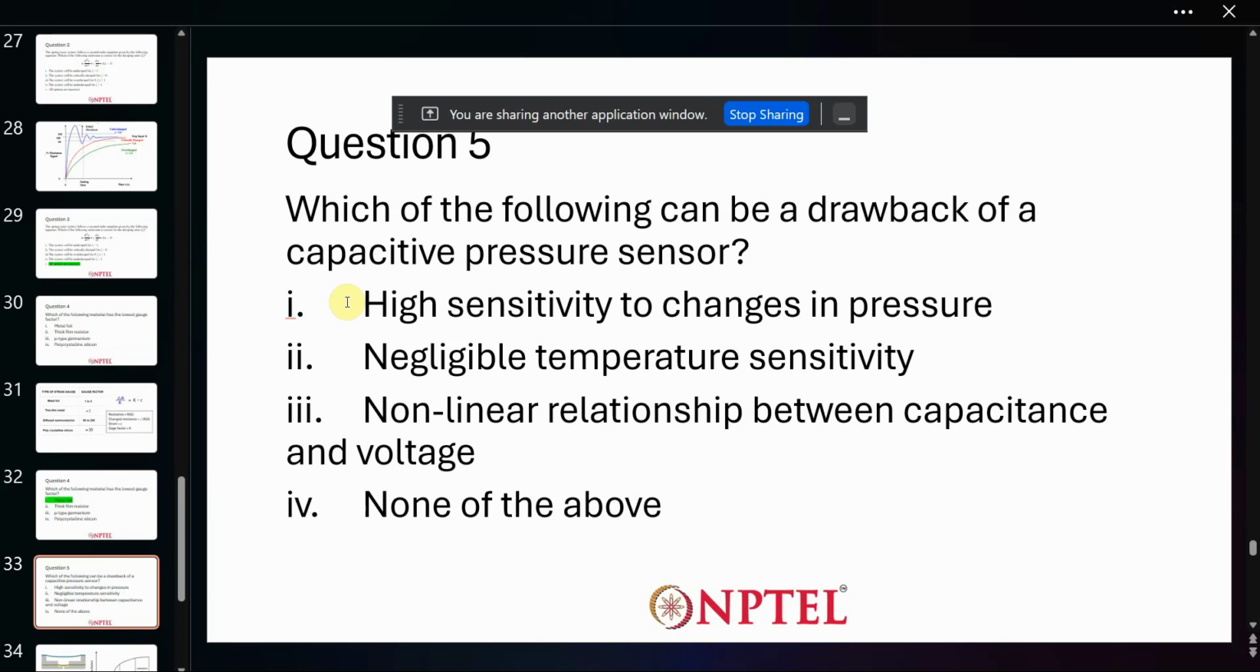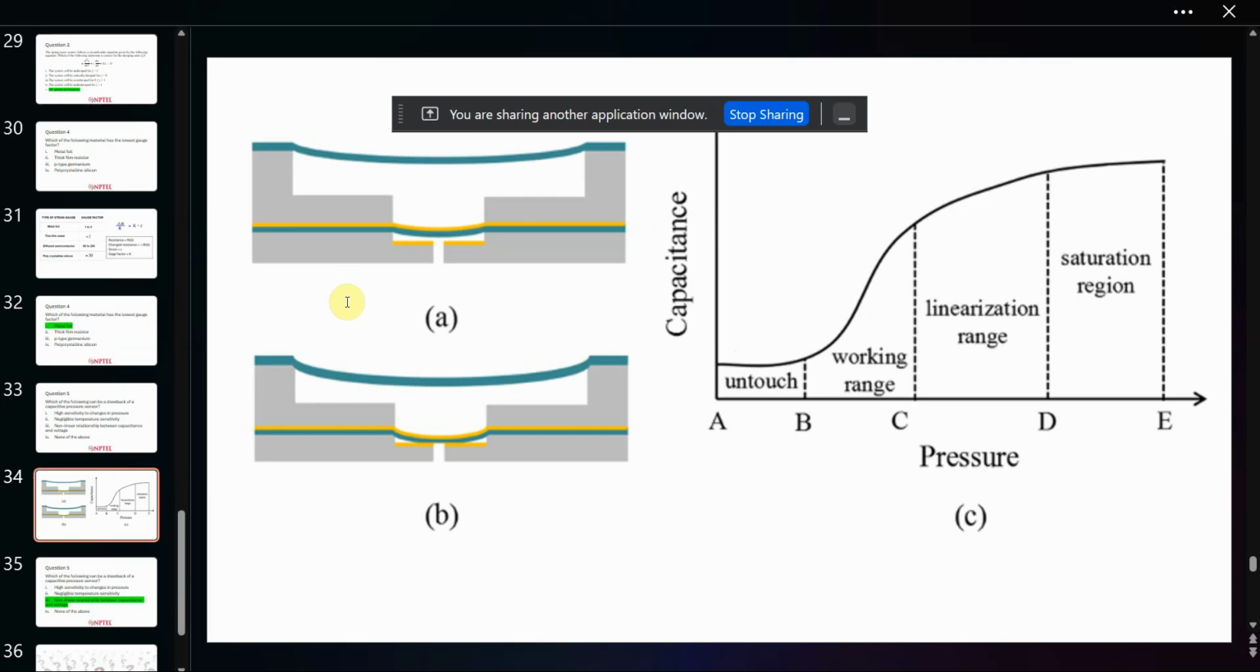So what will happen is we won't get a very linear relation between the capacitance and the pressure that is being applied. Since the relationship will be non-linear in nature, it is considered a major drawback.